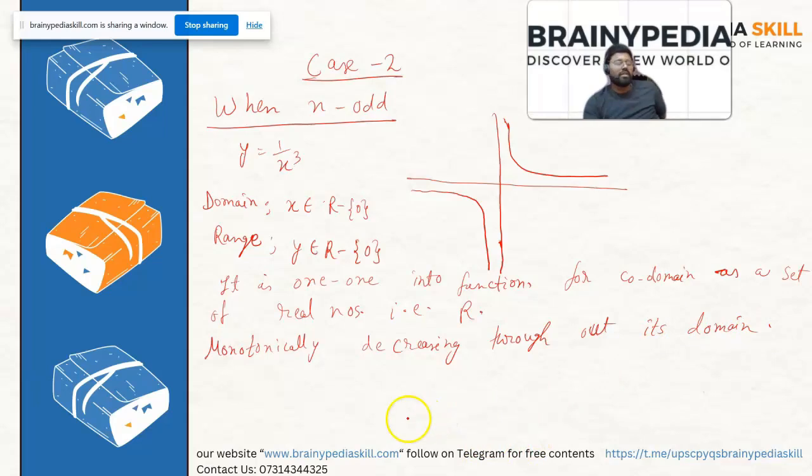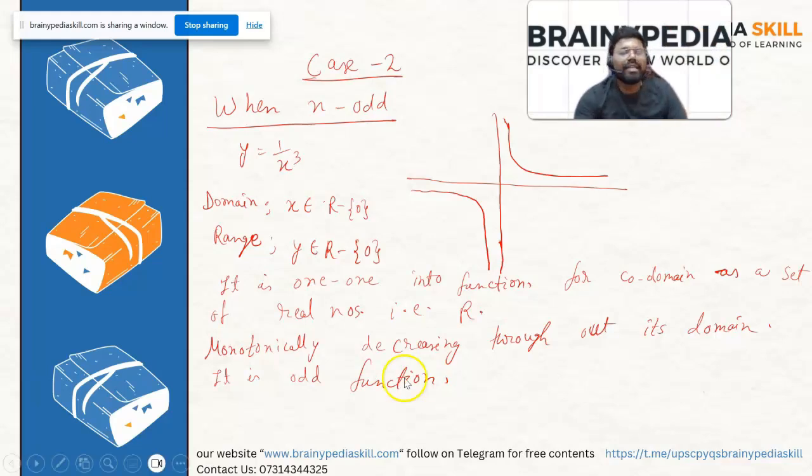And it is an odd function. Obviously f of minus x will give you minus of f of x, so it is an odd function. Clear? I hope this part is clear, right? Next we have, so guys, this much only I am keeping for this part.